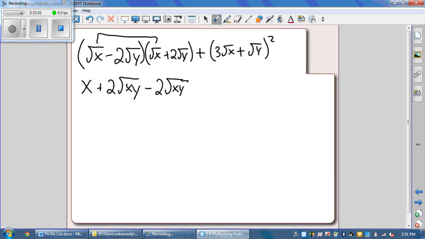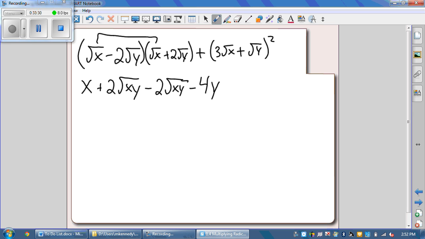Okay, last one. -2 root y times 2 root y. -2 times 2 will give you -4, and root y times root y gets rid of the roots. These inside ones cancel. 2 root xy minus 2 root xy, they go away. They cancel each other out. So all we're left with out of this first one is x minus 4y.